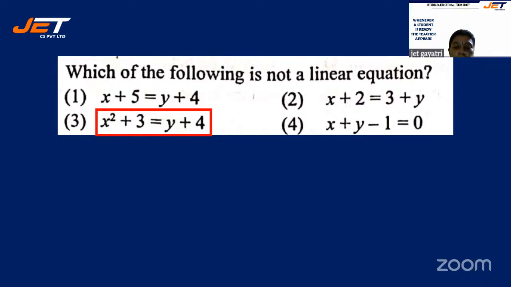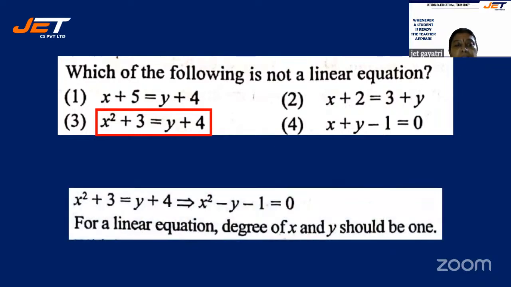You can see the explanation here. x square plus 3 is equal to y plus 4, which implies x square minus y minus 1 is equal to 0. So for a linear equation, the degree of x and y should be 1. So from x square, y square only, we make the linear equations. So the degree must be 1. Degree means x to the power 1, y to the power 1.